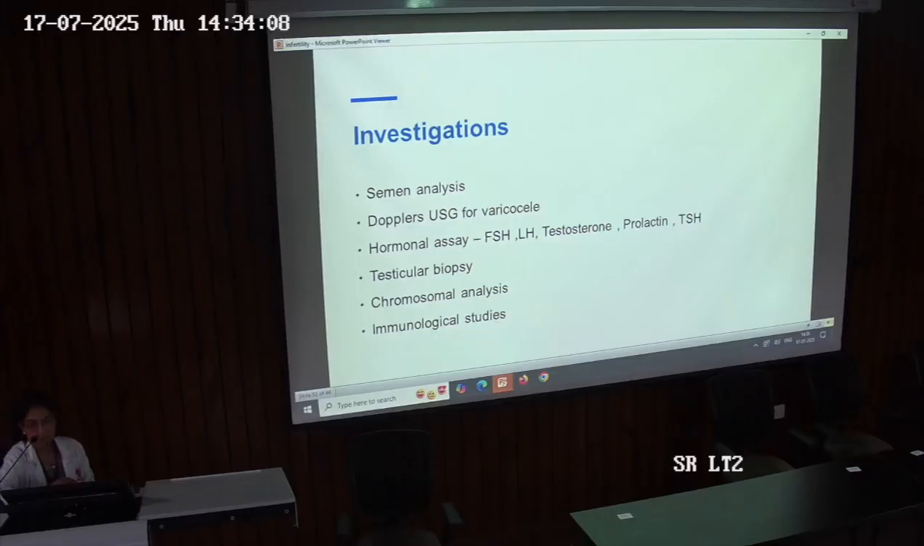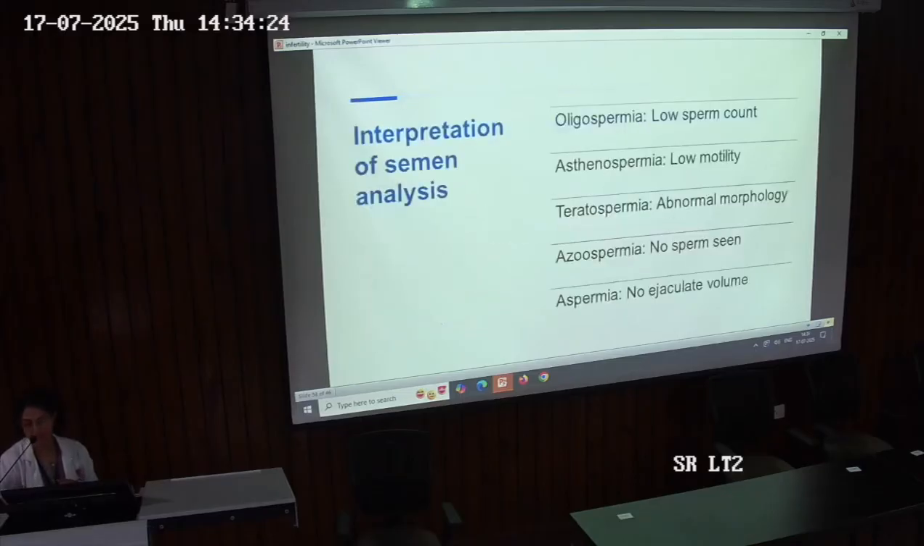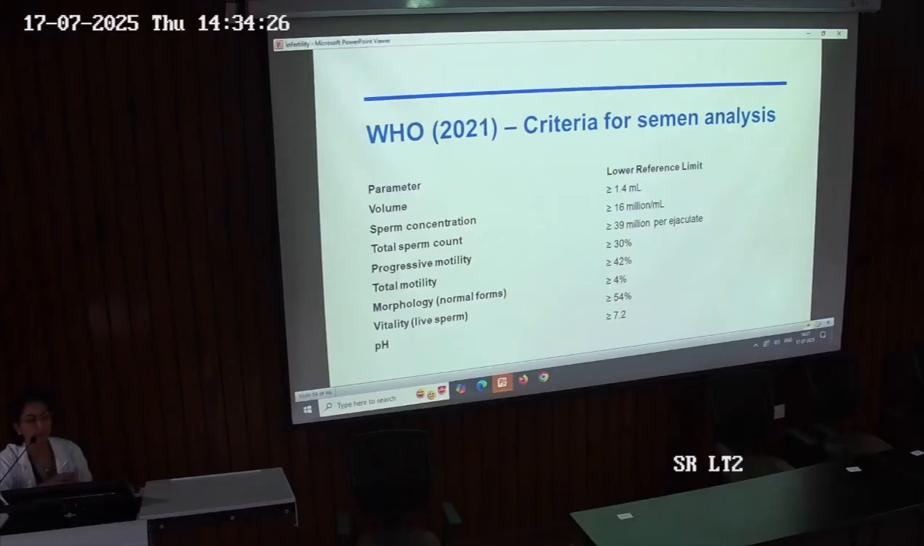If we are suspecting obstructive pathology, or to differentiate between the obstructive and non-obstructive cause of azoospermia, we need to go for testicular biopsy and histopathological examination, and chromosomal or immunological analysis sometimes, if we are suspecting in that way. WHO semen analysis you should all know for the viva purpose. How much should be the volume, the sperm concentration, the total count, the motility, everything is important.